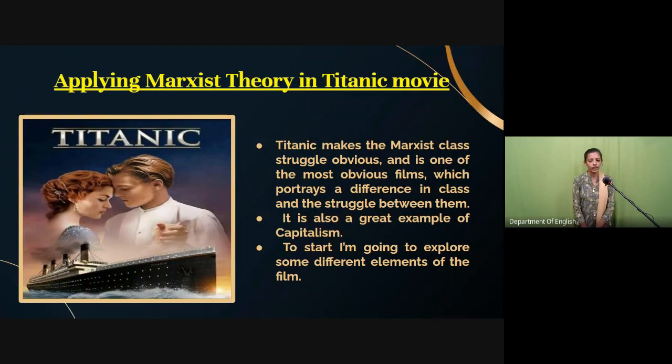Applying Marxist theory in the Titanic movie. The Titanic movie is one of the good examples of the study of Marxism. Titanic makes the Marxist class struggle obvious, and it is one of the most obvious films which portrays a difference in class and struggle between them. It is also a great example of capitalism. So now I'm going to explore some different elements of the film in the Titanic and Avatar movie.